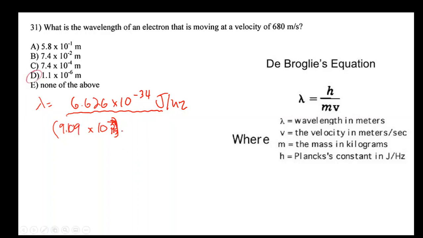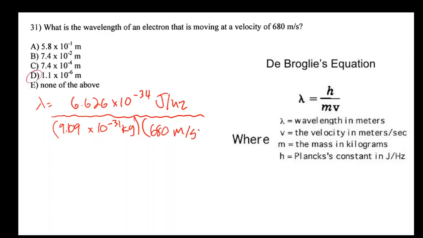Negative 31 kilograms. It should be in kilograms. Yeah. I was thinking we needed to convert that. No, we want all these in standard SI units, so that's good. And then the last is the velocity in meters per second, so we don't have to do any conversions there. So 680 meters per second.